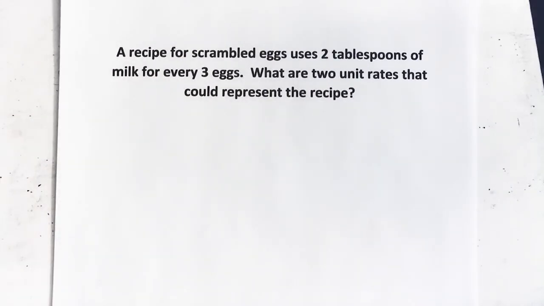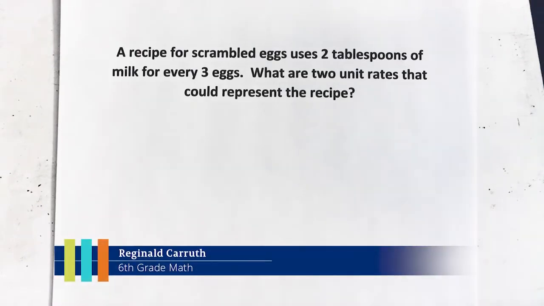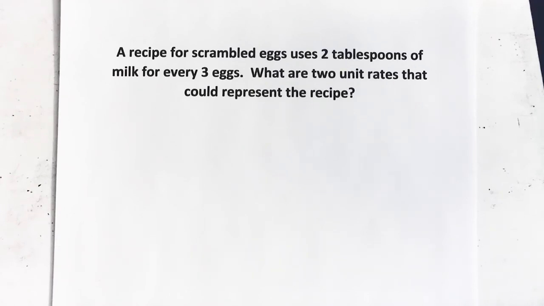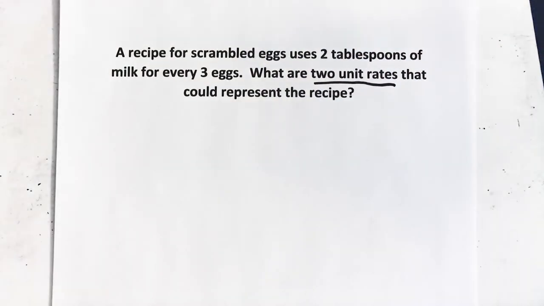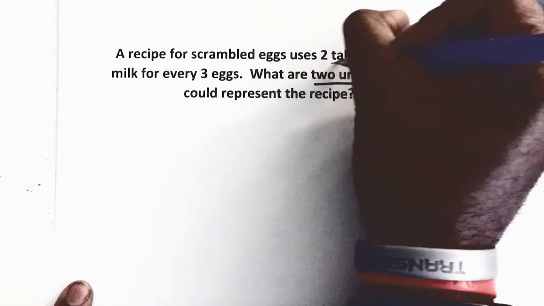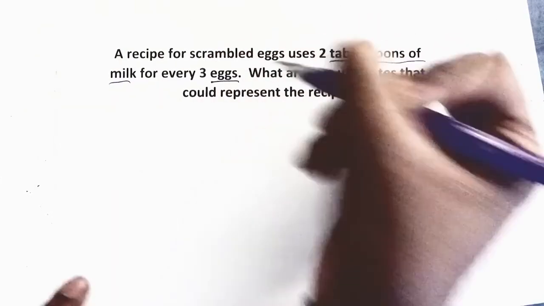Our next problem: a recipe for scrambled eggs uses 2 tablespoons of milk for every 3 eggs. What are 2 unit rates that could represent this recipe? So, what does the problem ask us to find? Correct, it asks us to find 2 unit rates. What are the units in this problem? Correct, our units in this problem are tablespoons of milk and eggs.